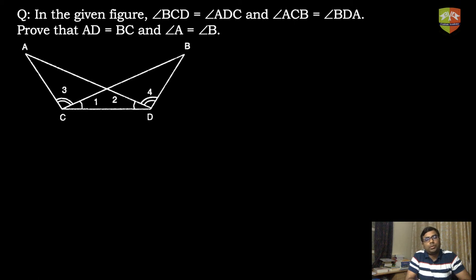Okay, so in this question it's given that angle BCD is equal to angle ADC. Let me start. I'm saying BCD, angle 1, which is marked as angle 1 here, is equal to angle ADC, which is marked as angle 2. And ACB, where is ACB? ACB, you can see, angle 3, is equal to BDA, clear? It's given. Prove that AD is equal to BC.